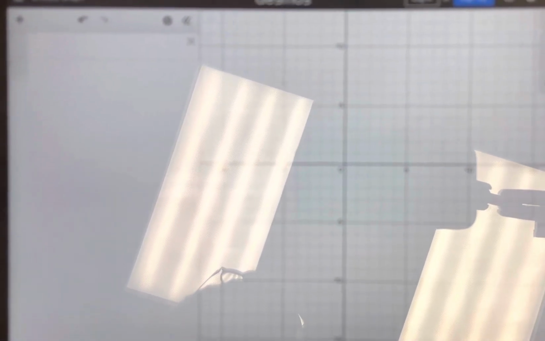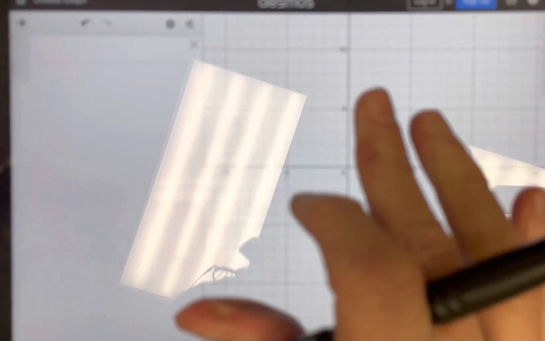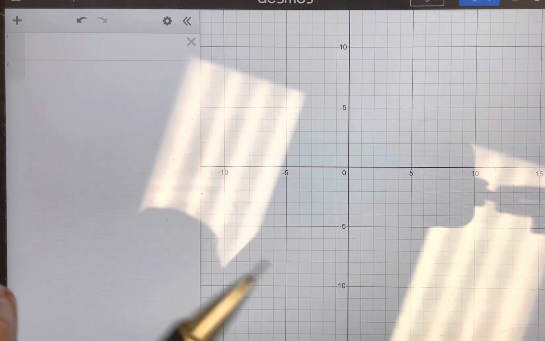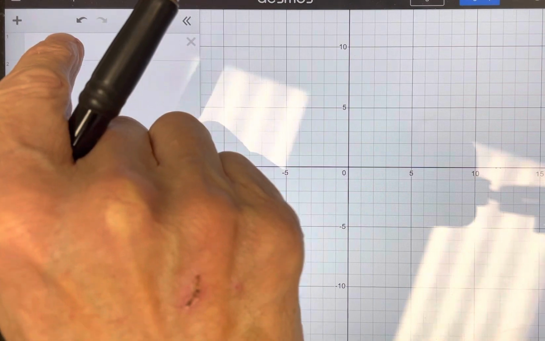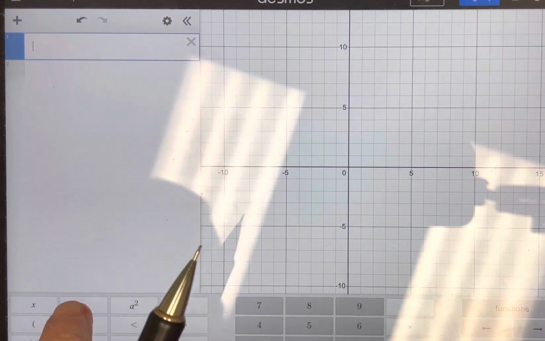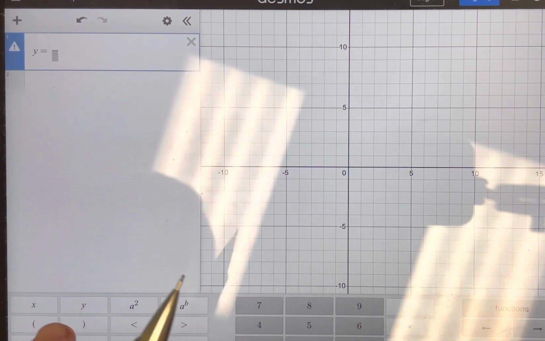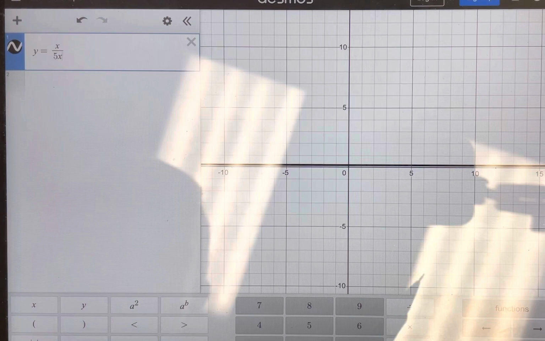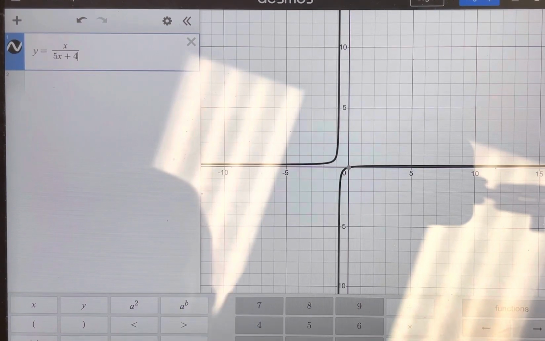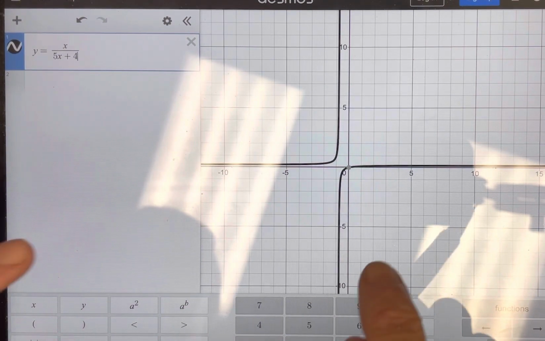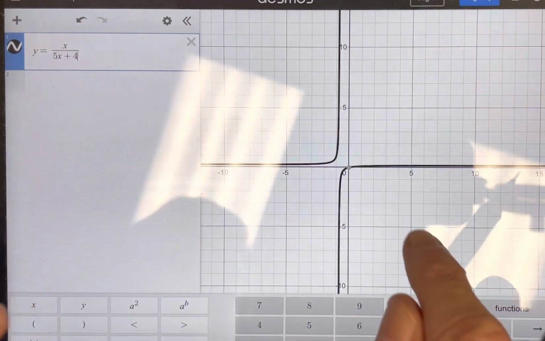Let me get my Desmos set up here. I think I got us all good. It doesn't look particularly clear, however. Let's try. There we go. So we've got Desmos going. Let's go into here, and we'll do y equals. I need to press my division key. The numerator is just x. The denominator is 5x plus 4. You can see there's my graph.